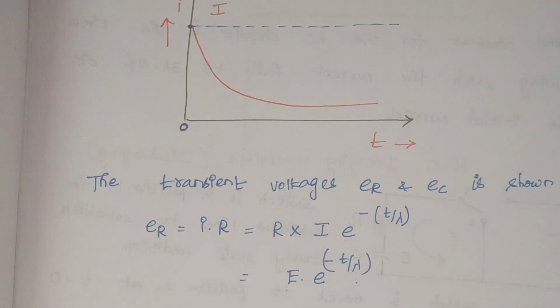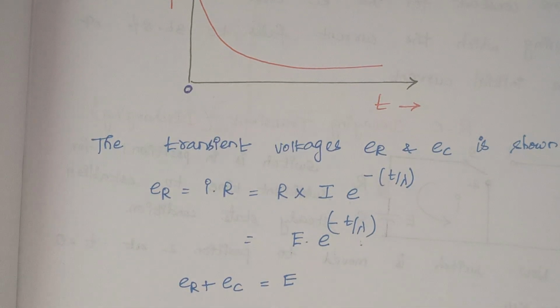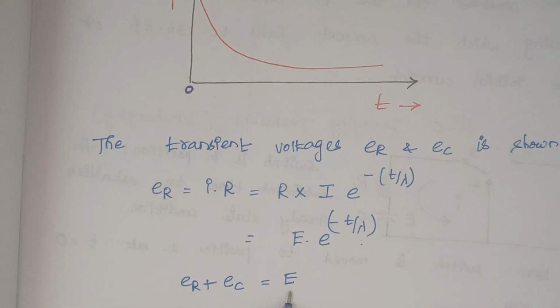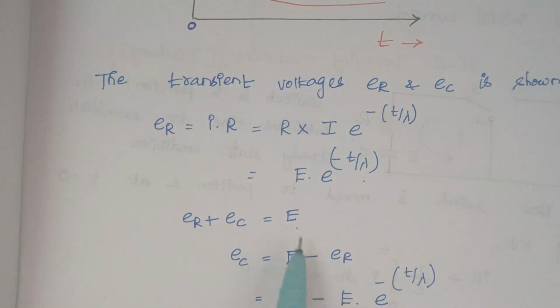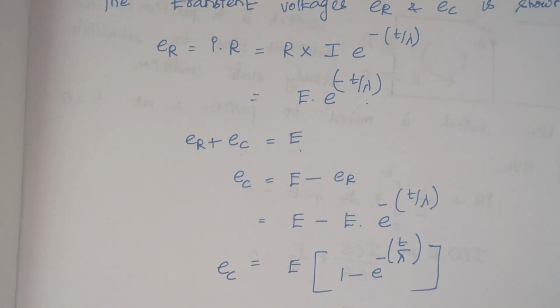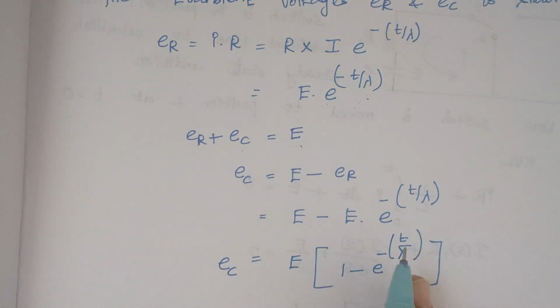Now the next thing is we are going to find the voltage across the capacitor. Here ER plus EC is equal to E. That is, voltage across resistor plus voltage across capacitor is equal to the supply voltage, again by KVL. Now when you substitute, EC is nothing but E minus ER, and the value of ER is given by this expression. Taking E outside as common, our expression is EC is equal to E into 1 minus e to the power minus t by lambda.